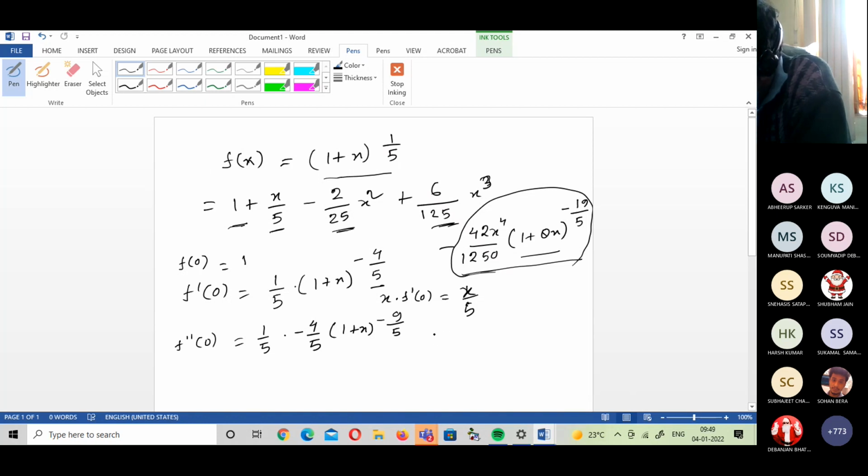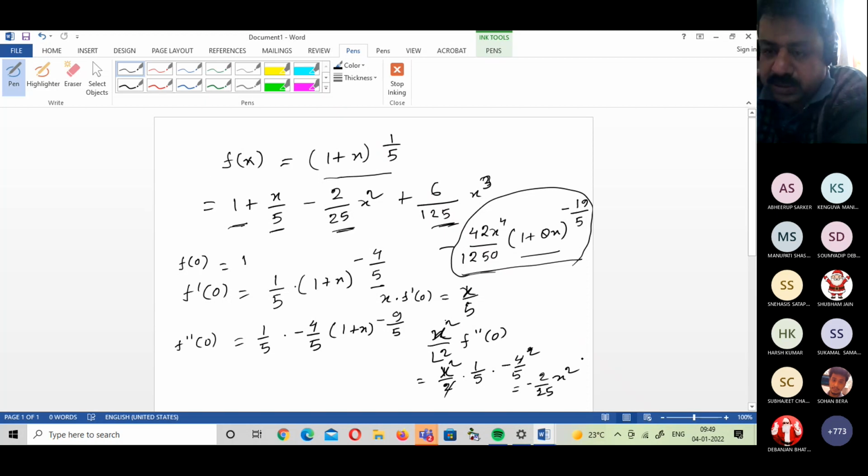And here x square by factorial 2 f double dash 0 will be 1 by 2 x square into 1 by 5 into minus 4 by 5. Here we put 0, so (1 plus x) will be 1, and it will be minus 2 by 25 x square. Okay, so similarly you obtain the next term.